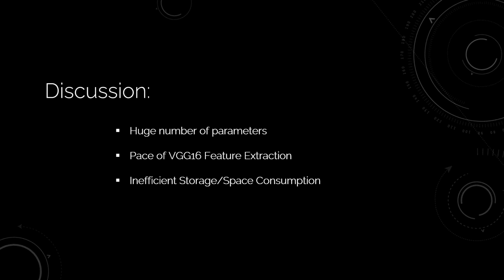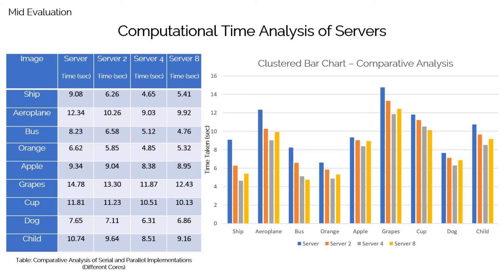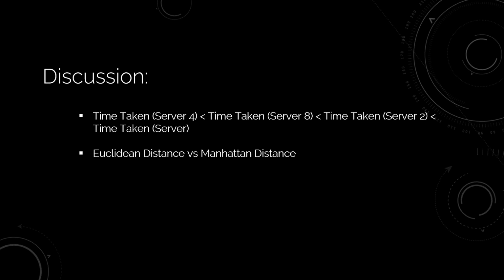The thing we did was to migrate to Windows Subsystem for Linux, WSL Ubuntu. So this is the analysis that we performed earlier for serial implementation and parallel implementation with varying core sizes of 2, 4, and 8 on 9 different images. We have averaged their times of execution and tabulated the same, and the same has been illustrated in the clustered bar chart as well. So the observation is that the time taken by the server 4 or the server with 4 cores is the least on an average, followed by server 8, and then server 2, and finally the serial implementation.